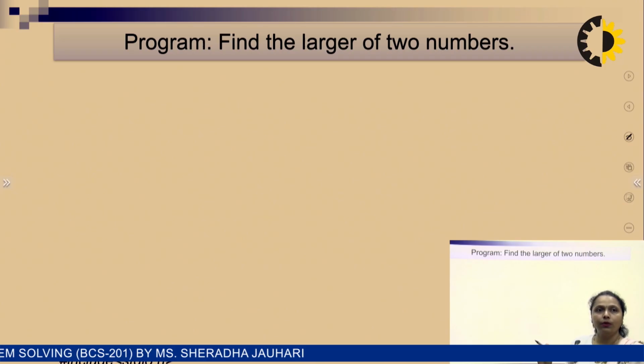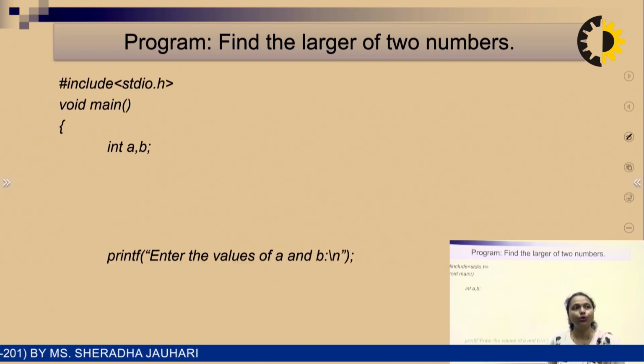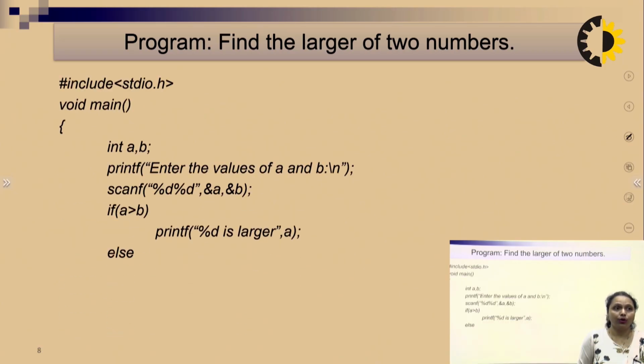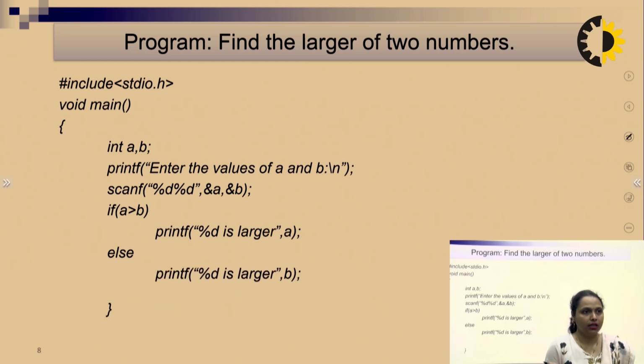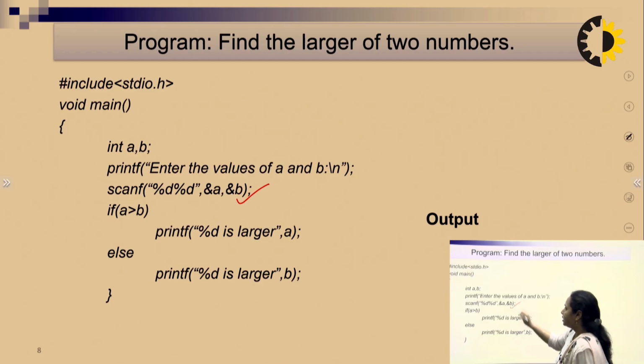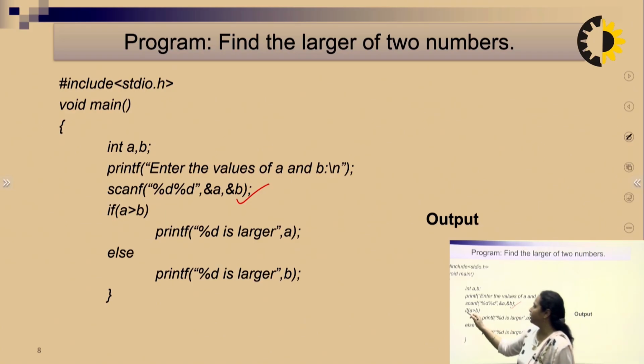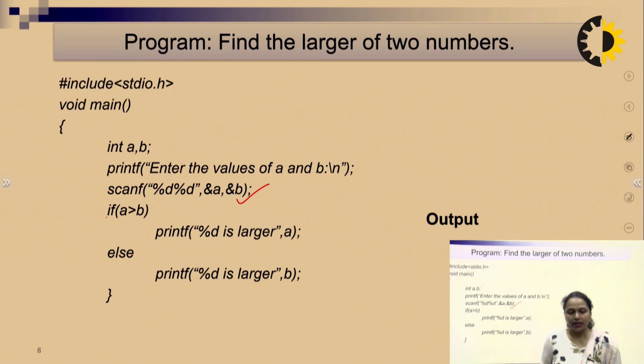Now consider one example. How to use the if-else statement in a program? Here I am taking the example of finding the larger of two numbers. In that case, the user will input two numbers and either of the numbers will be larger. So first we will take input from the user, A and B. Now what is going to be the condition? If A is greater than B, meaning the first number entered by the user is greater, then the statement must be printed as A is larger.